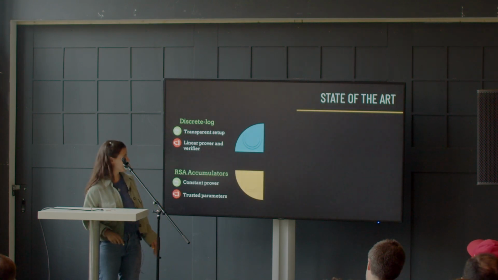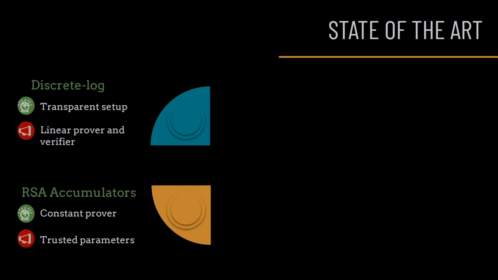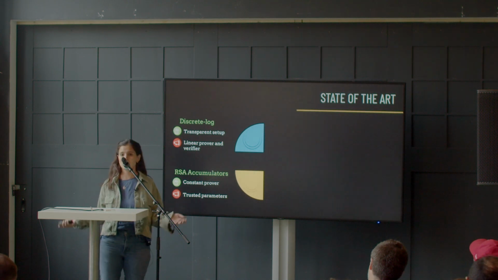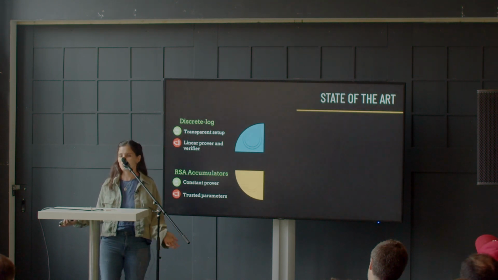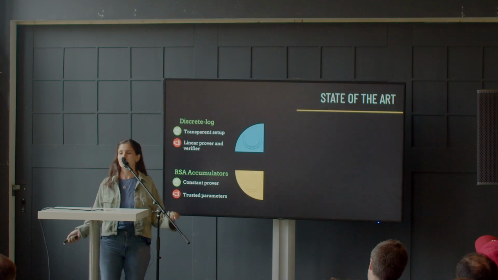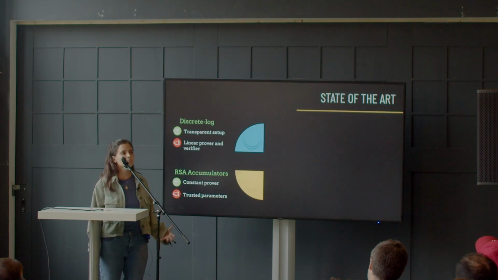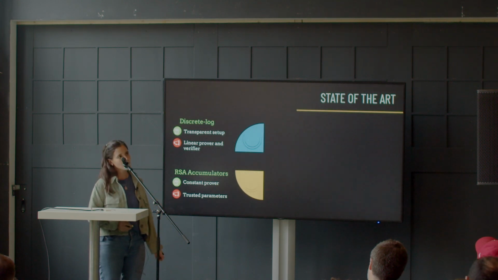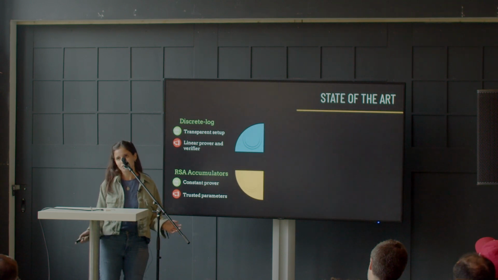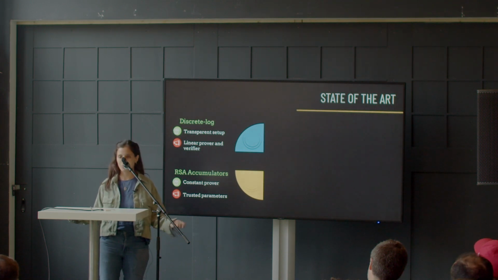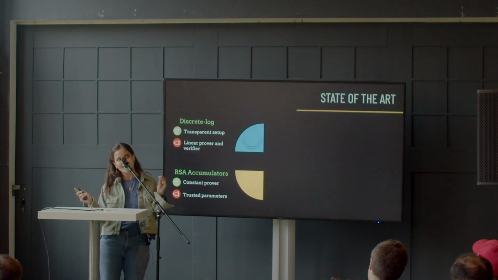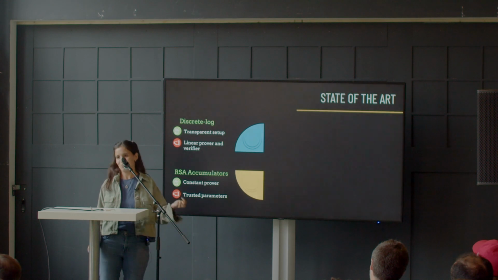Then we have RSA accumulator solutions, which seem perfect. Can you see it properly? Okay, sorry. So RSA accumulator solutions seem perfect. We have a constant prover, a prover that does not depend on the size of the big table, but we also have a constant verifier and a constant proof size. But we have trusted parameters. And if you are familiar with Caulk, probably you will tell me you also have trusted parameters, but they are not quite the same kind of trusted parameters.